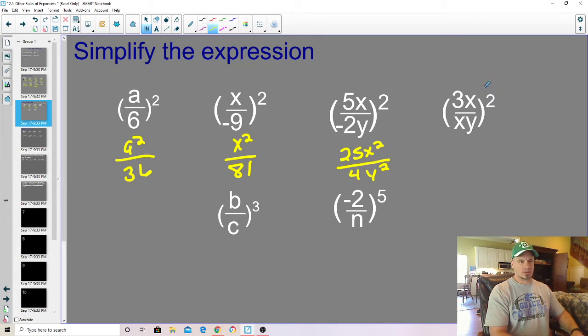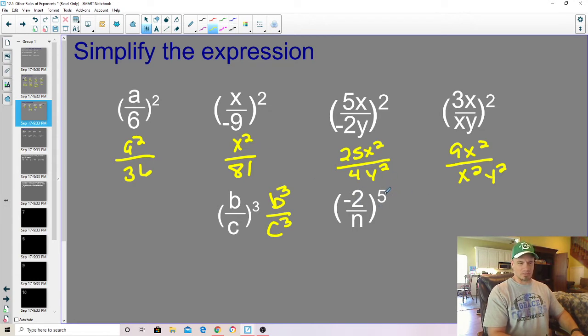Here, we're going to distribute the 2. We're going to square the top. So it's going to be 3 squared, which is 9, x squared, and then square the bottom, x2, y2, just like that. Okay. Here, I've got b over c to the third. So it's just going to be b3 over c3, just like that. And negative 2 over n to the fifth.